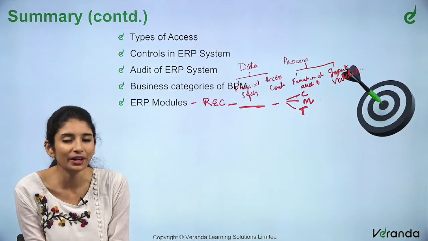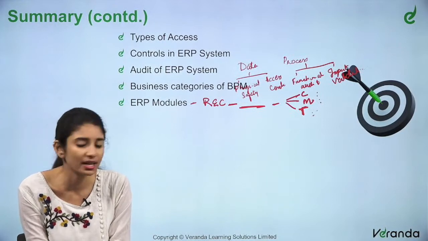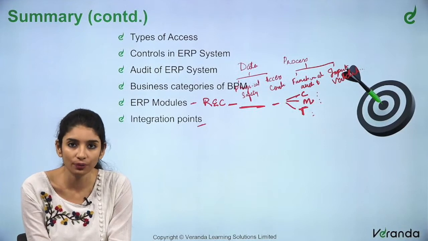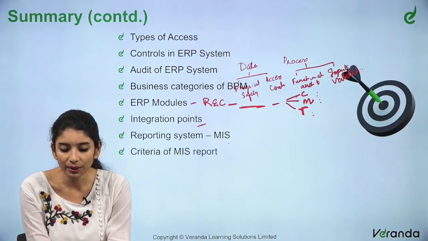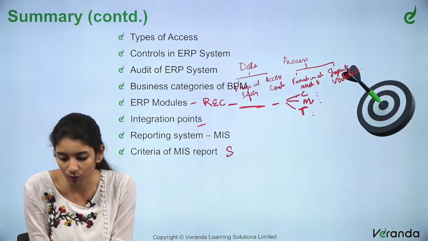We discussed an easy way to remember the masters. 4 general points for masters, and for transactions you have to apply your logic and write the points. Integration points, how different softwares are integrated, how different modules are integrated with each other. Then we had MIS, what is MIS, and criteria of MIS report.